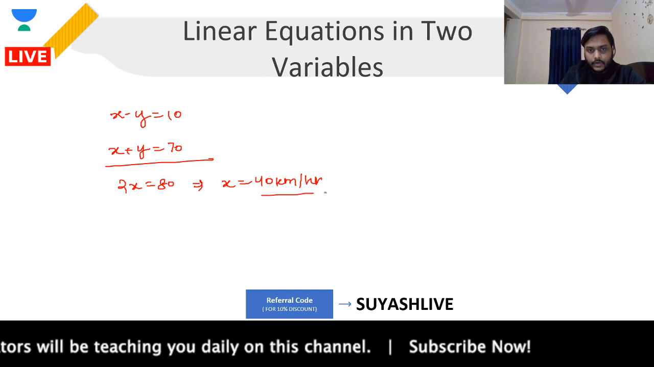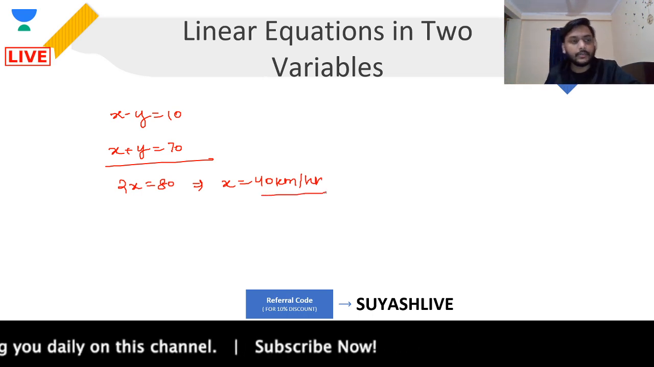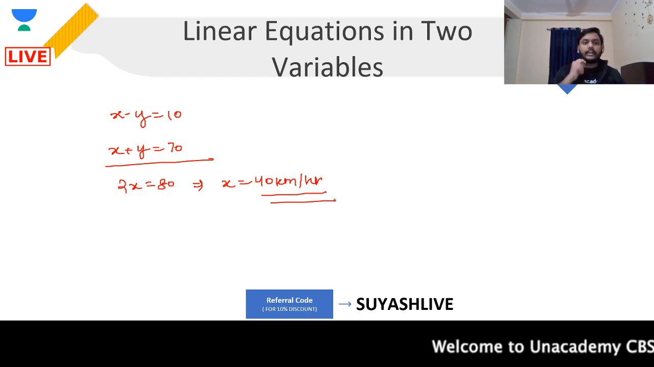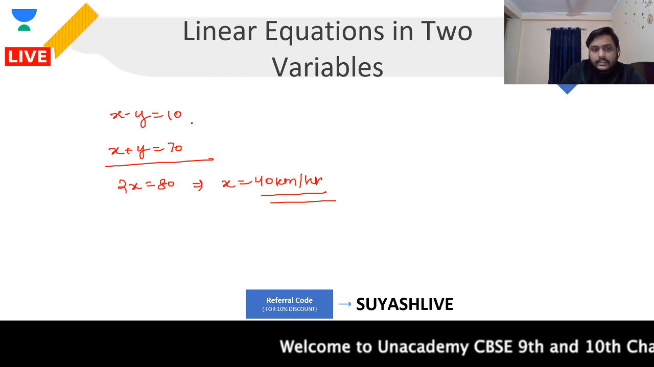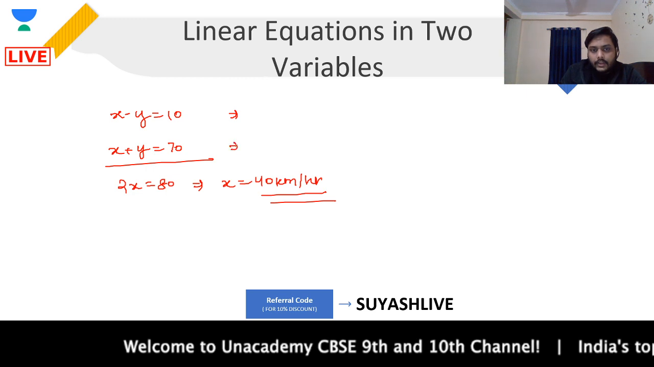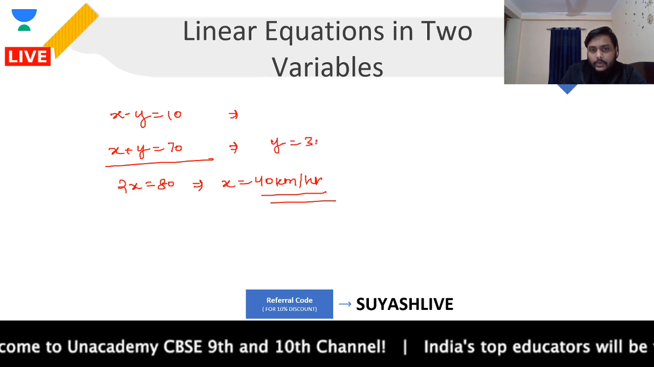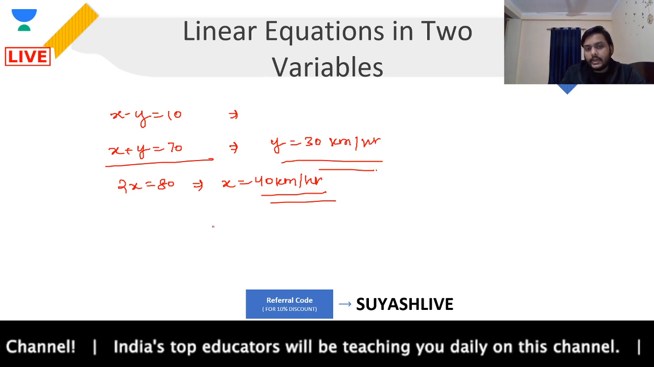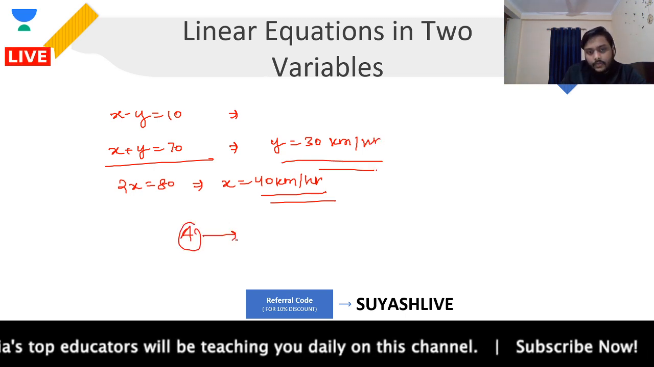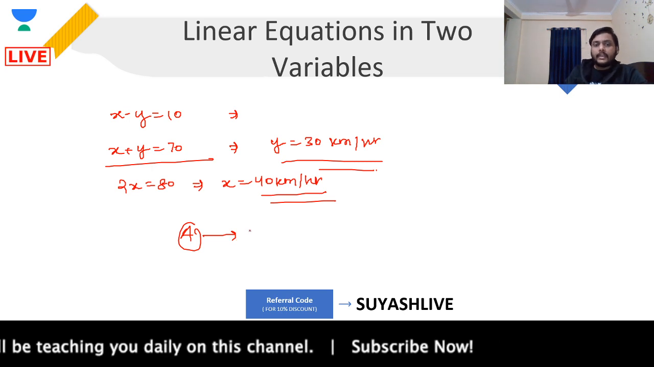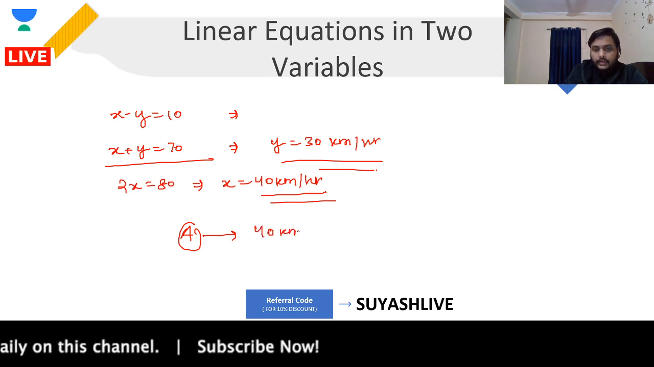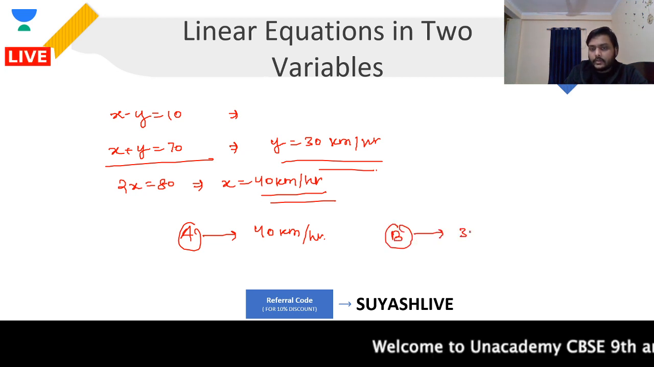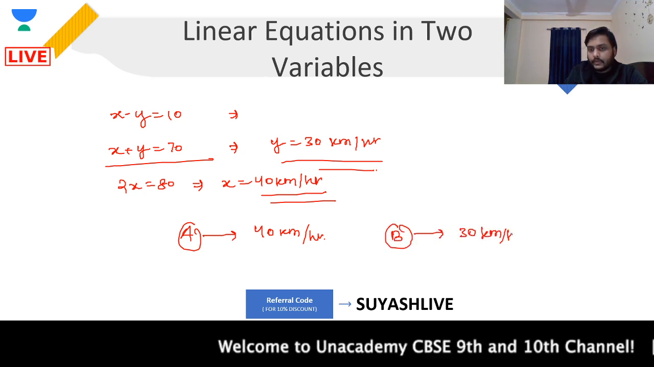This is the speed of what? This is the speed of the car which is starting from A. The speed of the car starting from point A, what did I get? 40 kilometer per hour. And then I can say when x is 40, y will be what? When x is 40, y will be equal to 30 kilometer per hour. So these will be the speeds of your cars. Car starting from A will be at a speed of 40 kilometer per hour, and the car starting at B will be at a speed of 30 kilometer per hour.